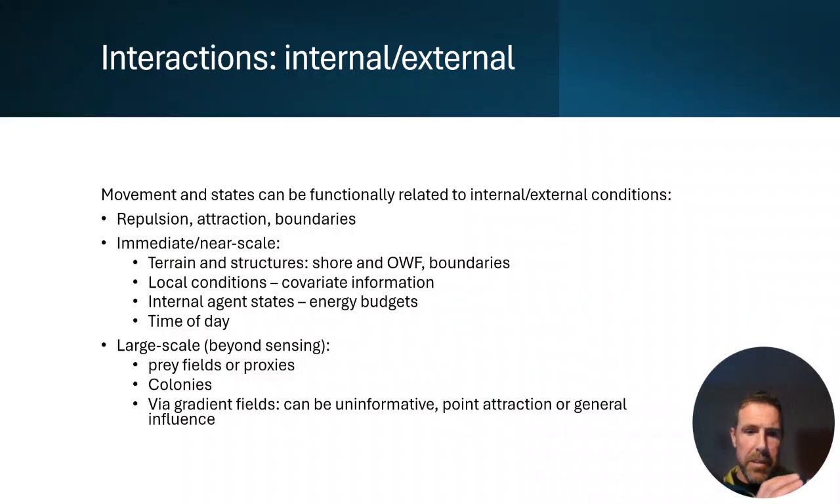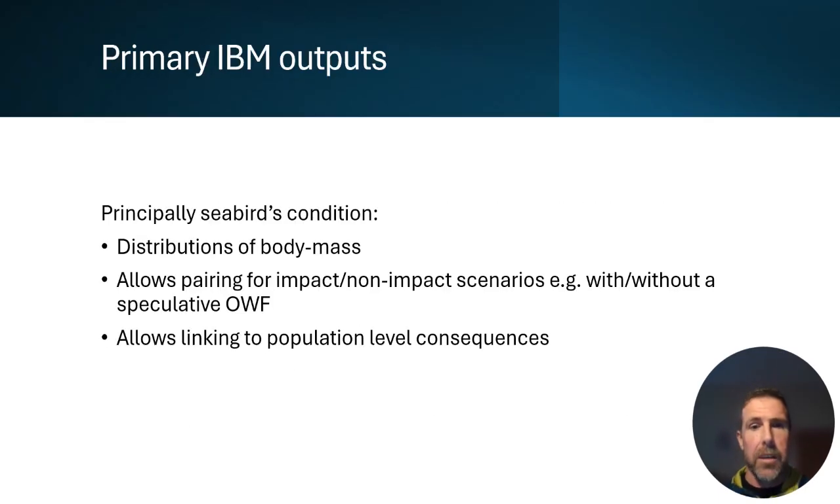So that gives us the definitions for our agents, and then we have the definitions for the environment, and these things will interact, ultimately producing some sort of energy consequences for the agents. It could be where the colony is located, or where they like to feed, as represented by density maps. Ultimately, what you get from this IBM is a distribution of body masses across all of your agents. And this allows the pairing of different sorts of scenarios.